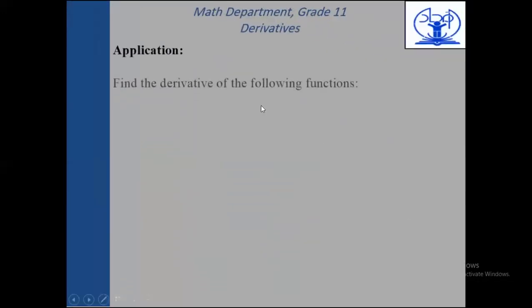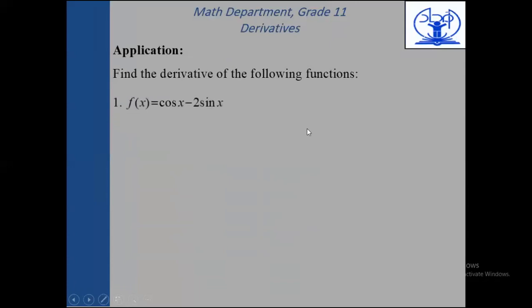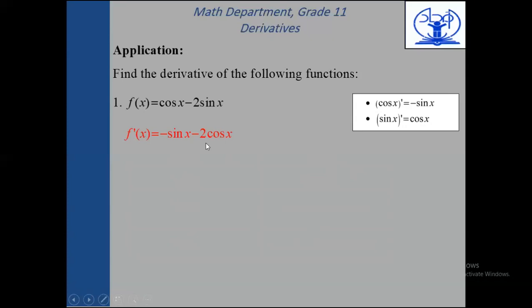Applications. Find the derivative of the following functions. F of x equals cosine x minus 2 sine x. This function is in the form of a difference or sum, so you have to derive each part alone. The derivative of cosine x, as mentioned in the previous page, is nothing but minus sine x. And the derivative of sine x is nothing but cosine x. Again, you should know these four formulas or rules by heart. Plugging in the values, this is the answer.